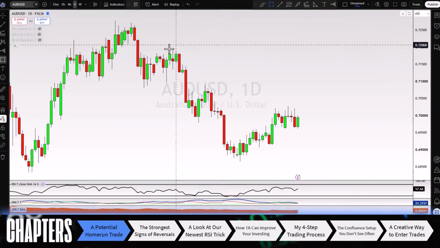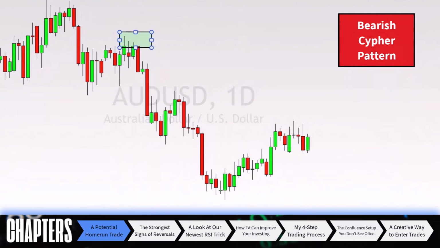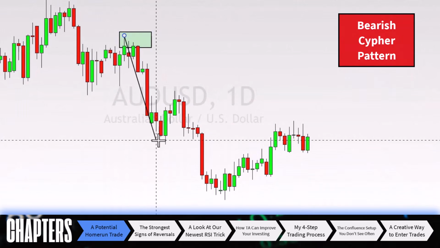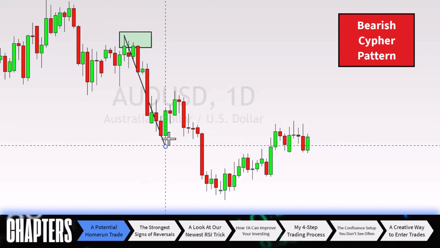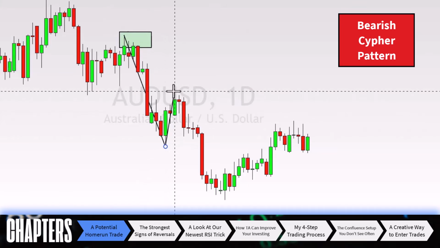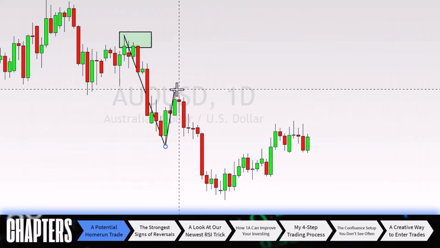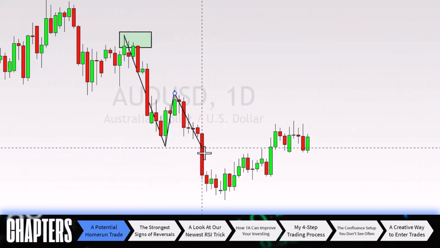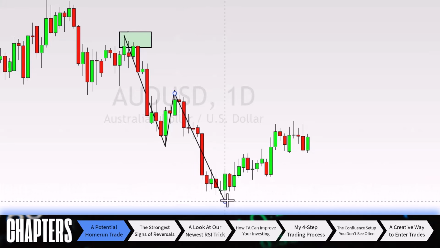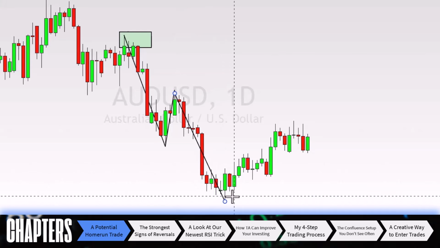Our starting point is going to be right here. This is going to be our initial swing high to swing low. We're going to call that our X to A leg. This first retracement is going to be our A to B. Now, what's different with the Cipher in comparison to other advanced patterns like the BAT and the Gartley, for example, is that instead of a failed extension, we actually get a full extension down here. That is going to be our B to C.